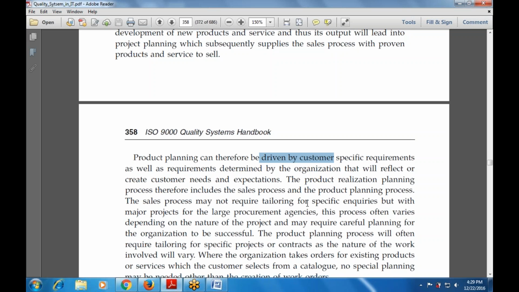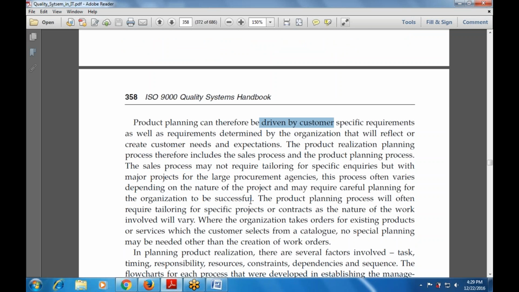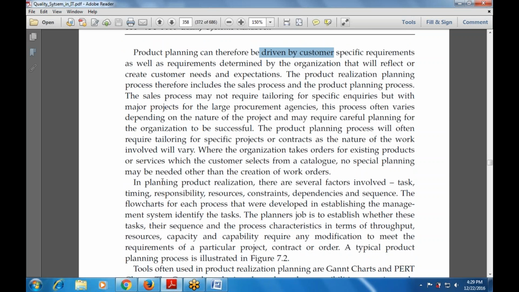And whenever we are using goods or services that require customer input, in planning product realization there are multiple factors involved. What are the various factors involved? That is the task, timing, responsibility, resources, constraints, dependencies, and the sequence.